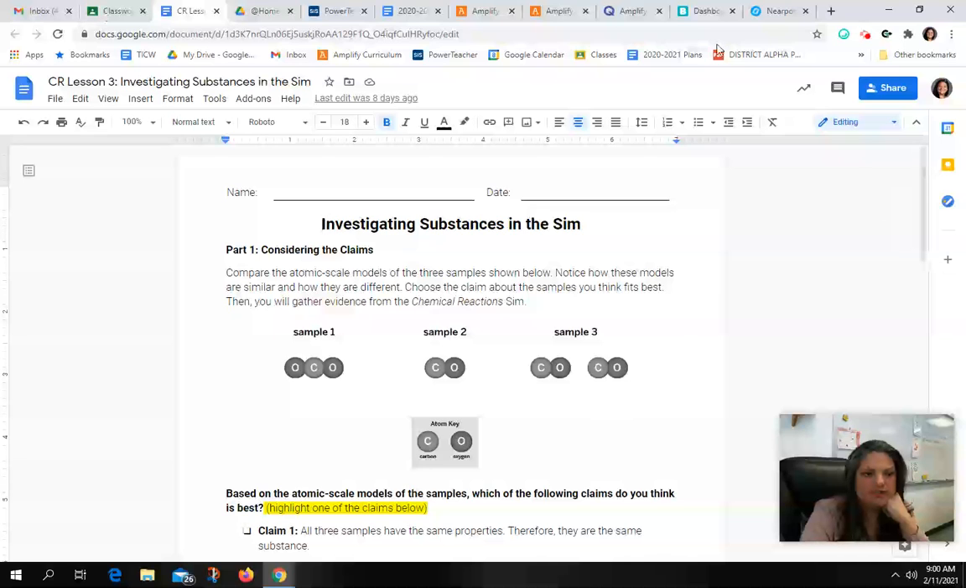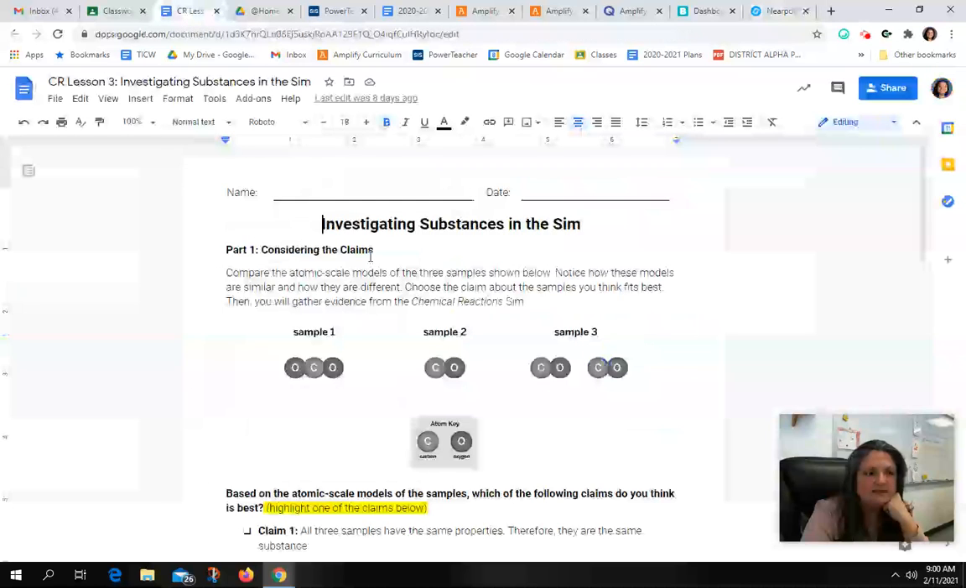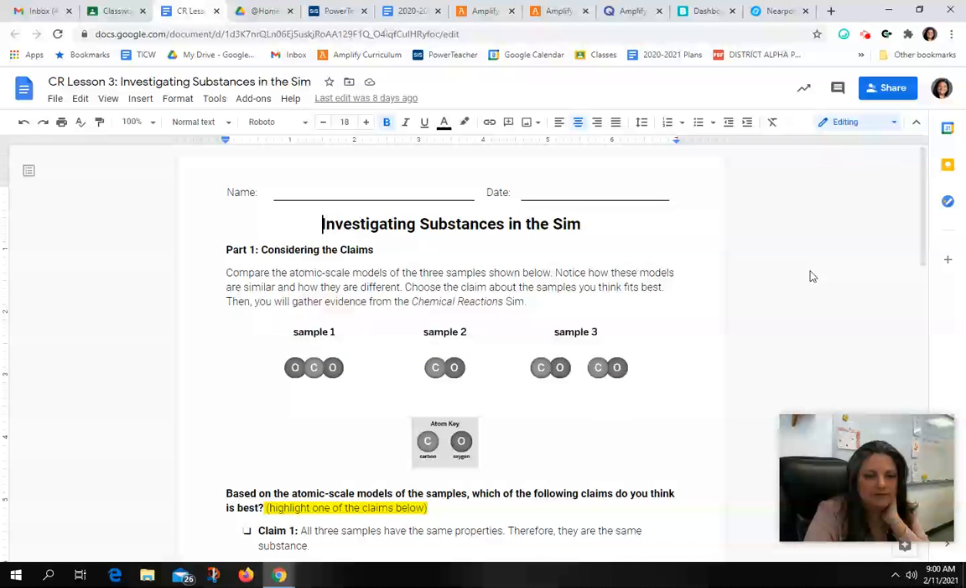All right, so the directions on the Nearpod tab said to compare the atomic scale models and choose a claim, then use the sim to gather evidence about these claims. Part 1, considering the claims. Compare the atomic scale models of the 3 samples shown below. Notice how these models are similar and how they are different. Choose the claim about the samples you think fits best. Then you will gather evidence from the chemical reaction sim.